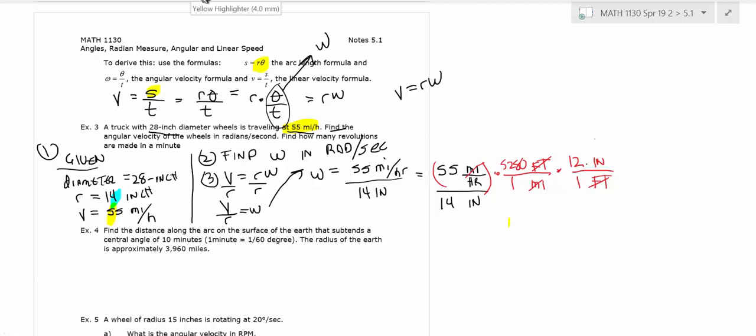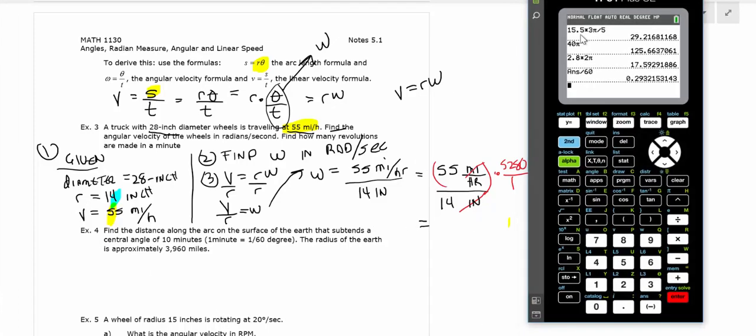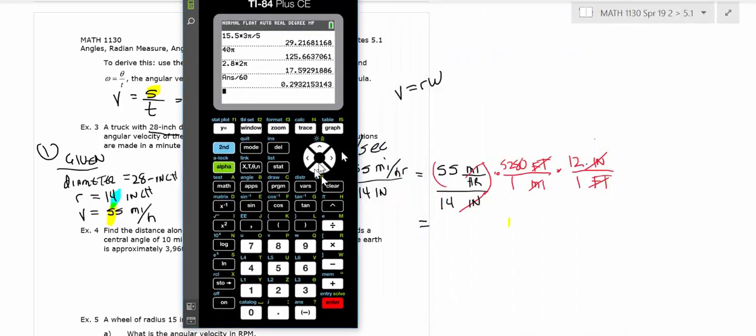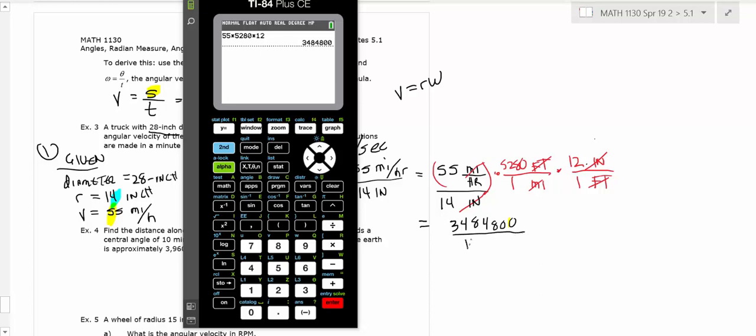So what I've got is you can cancel these units out. See, the feet cancel out now. One's on top, one's on bottom. Okay? And you can do this in a couple of steps. What I'm going to do is just do this on the calculator now, and we still have another thing that we're going to need to do on this. You can just do this in one step. So I'm going to go 55 times 5280, and then times 12 in the numerator. And I'm just going to write that down for now. It's a big number, but that's okay. 3,484,800, and then I've got over 14.